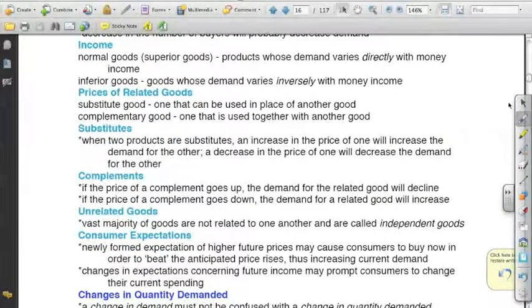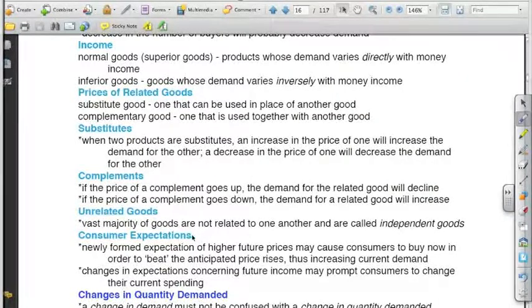So the last determinant of demand is consumer expectations. If someone has a newly formed expectation of higher future prices, then they might want to buy now before prices increase. So if consumers expect a price increase in the future, then demand today, or present demand, is going to increase. Whereas if consumers expect a future price to decrease, then the demand today, or the present demand, will decrease. So you have this positive relationship between the two.